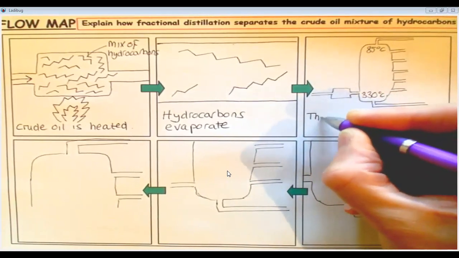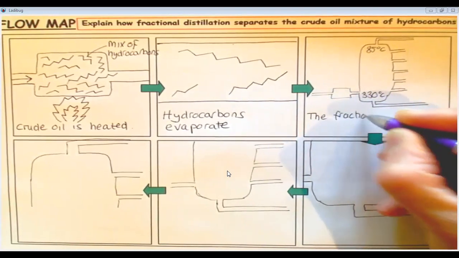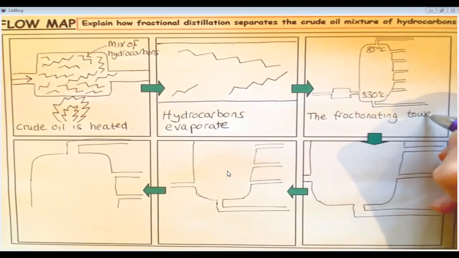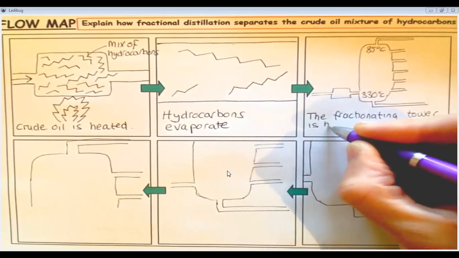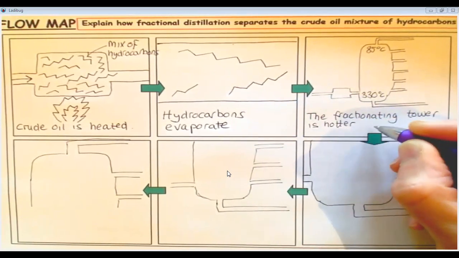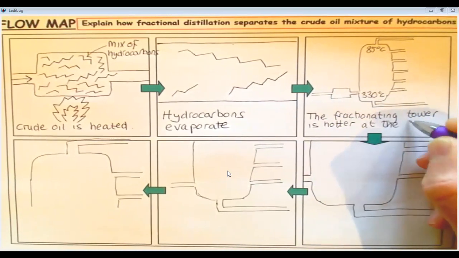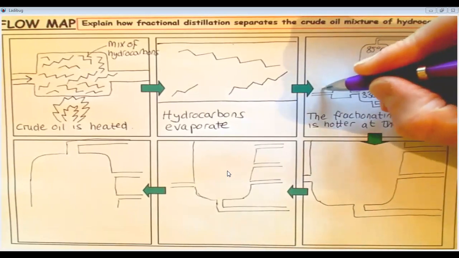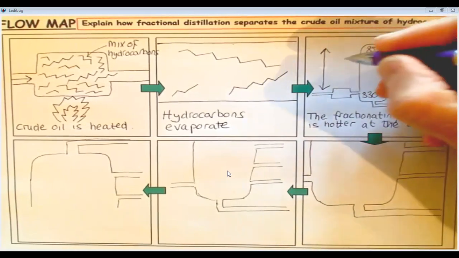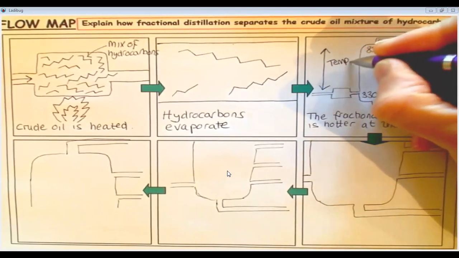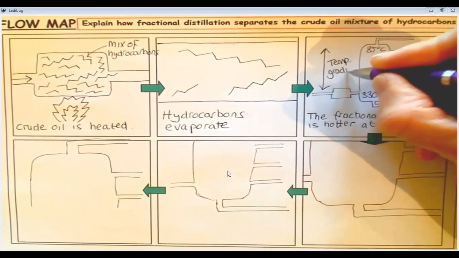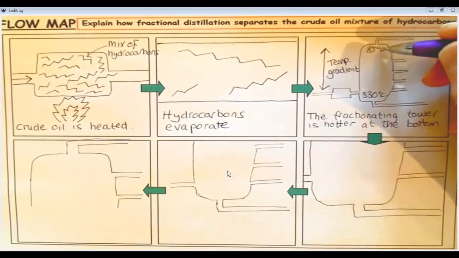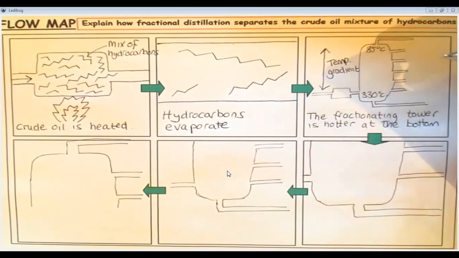The fractionating tower is hotter at the bottom. Another word for that, if you remember rightly, is what we call a temperature gradient. So I'm just going to write temp gradient. And all that means is there is a very gradual change in temperature from 330 down to 85, and that's an even spread as you move up that tower.